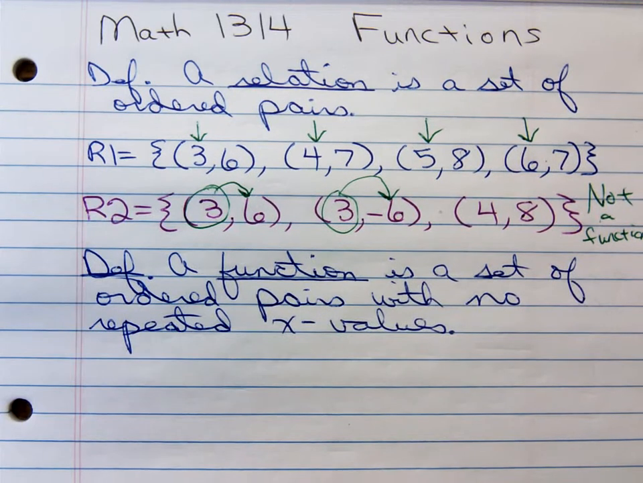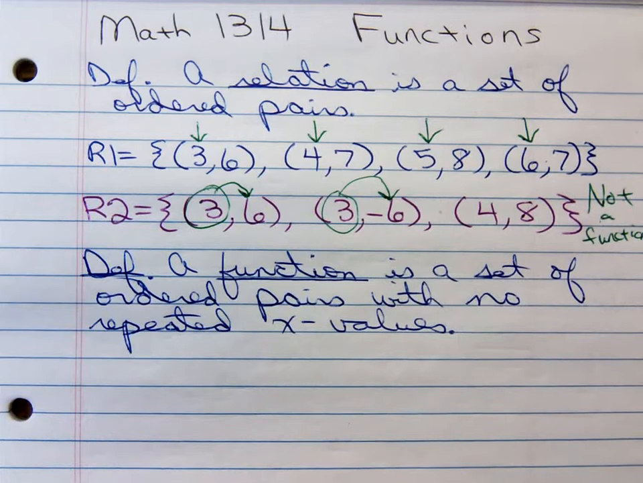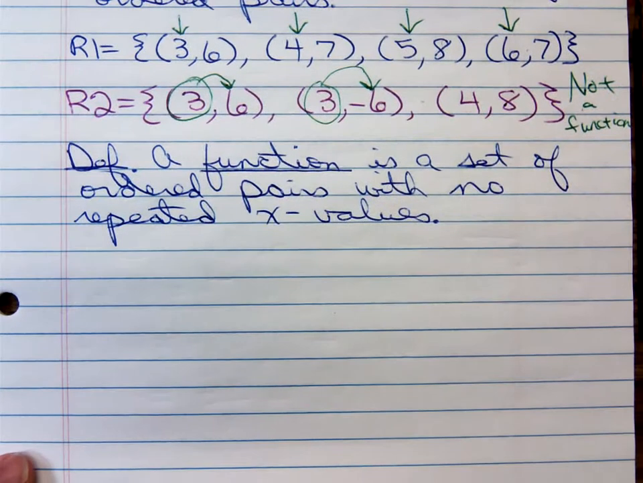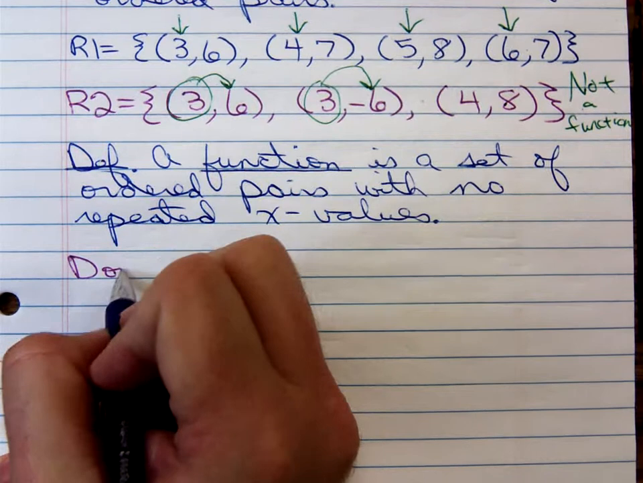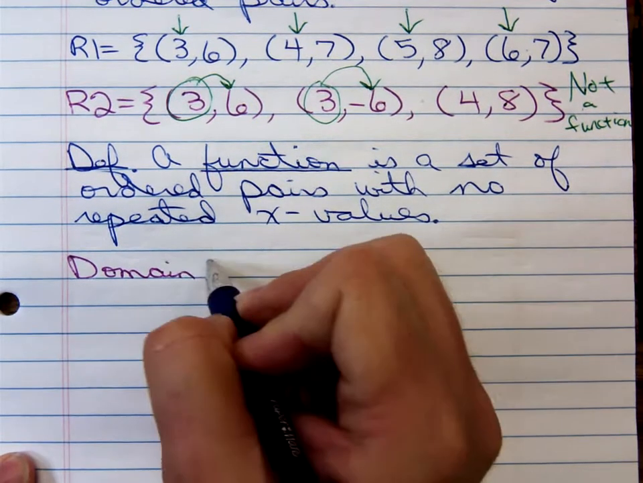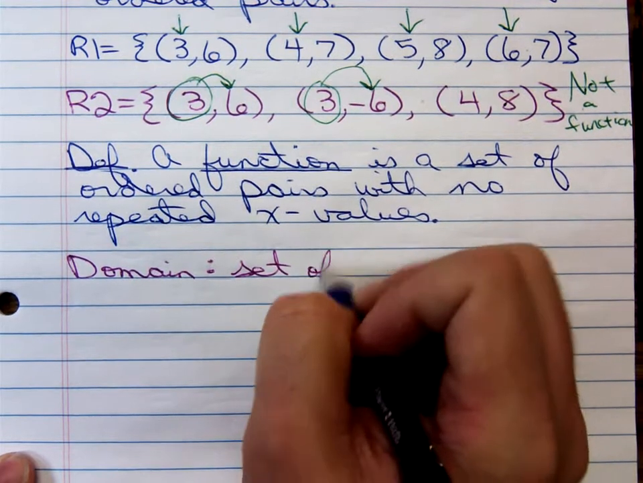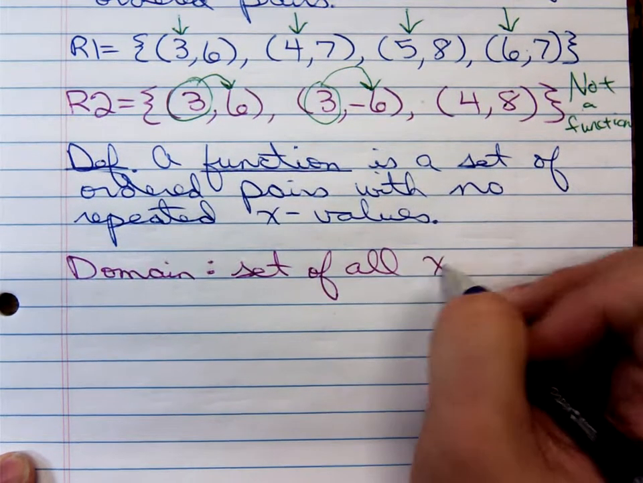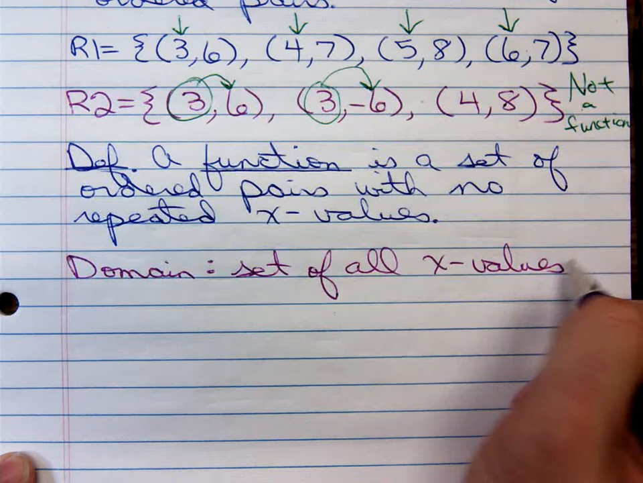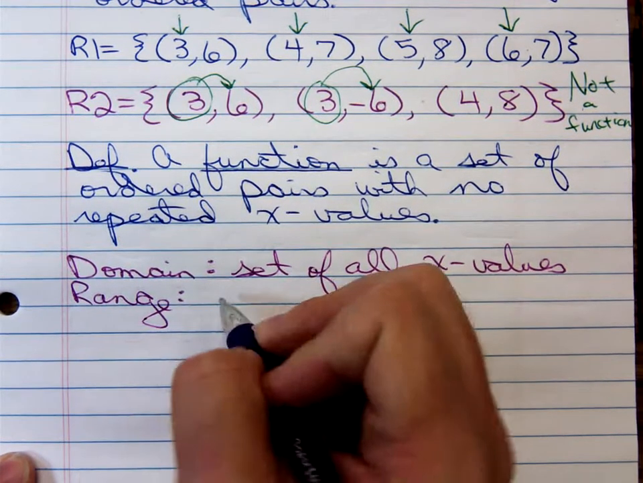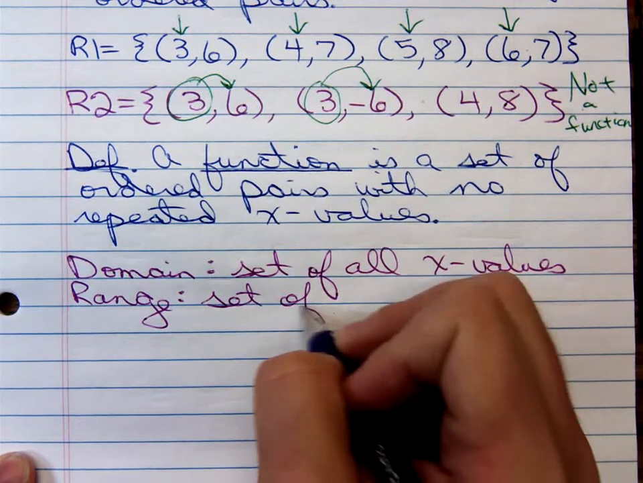The domain of a relation is the set of all numbers that are used as x values. We mentioned this the last time in the last homework assignment. The domain is the set of all numbers that are used as x values. So I'll just say it's the set of all x values. And the range is the set of all y values.